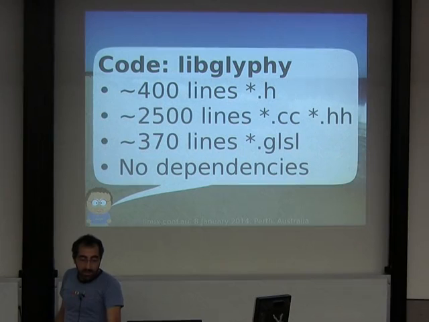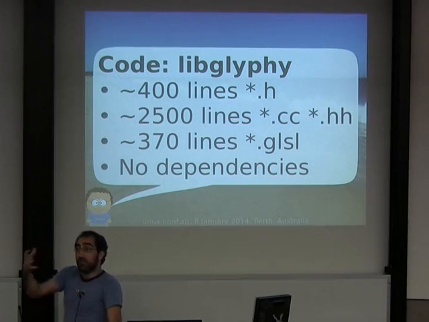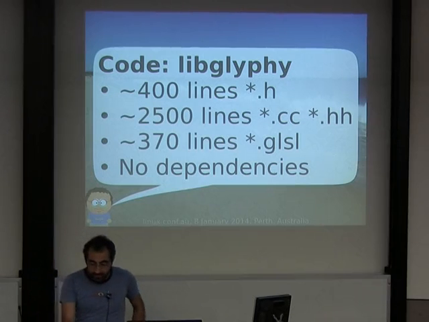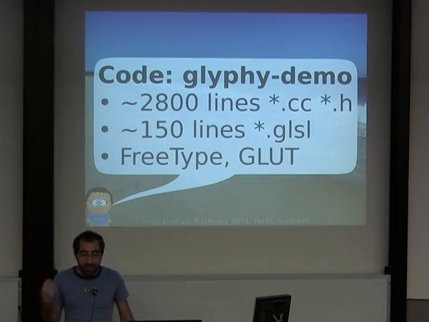So the code is in libglyphy, C++ with a C header, like 2,500 lines of code, 300 lines of shader, no dependencies whatsoever, no OpenGL, no FreeType. You feed it the outline, it gives you a blob that you are supposed to take to the texture, and then you get a shader source, you integrate it in your own shader and push it out. So the glyphy demo is about 300 lines of code.